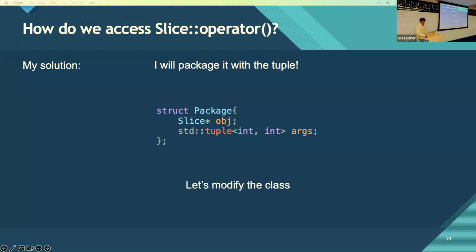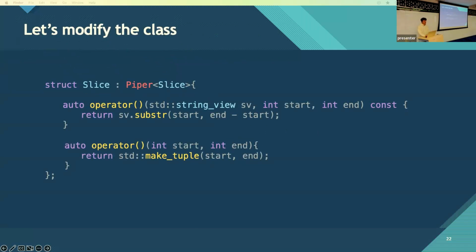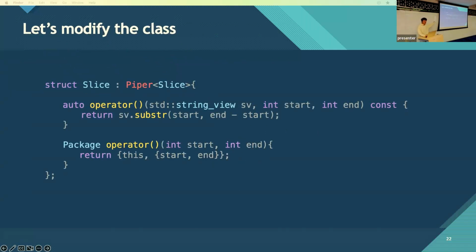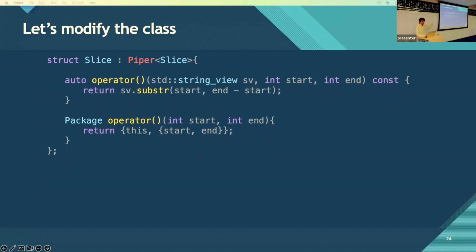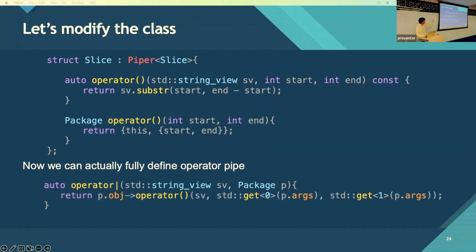Cool. So now I can modify the class. Instead of returning a make tuple, it's going to return a package with my this pointer and my start and end position. Does that make sense so far? Any questions? No. Okay. So now I can fully define my operator pipe to take a package and it then accesses the object. It accesses the operator call, passes the string view, and then the rest of the parameters. Cool. Okay. We more or less have a working implementation.